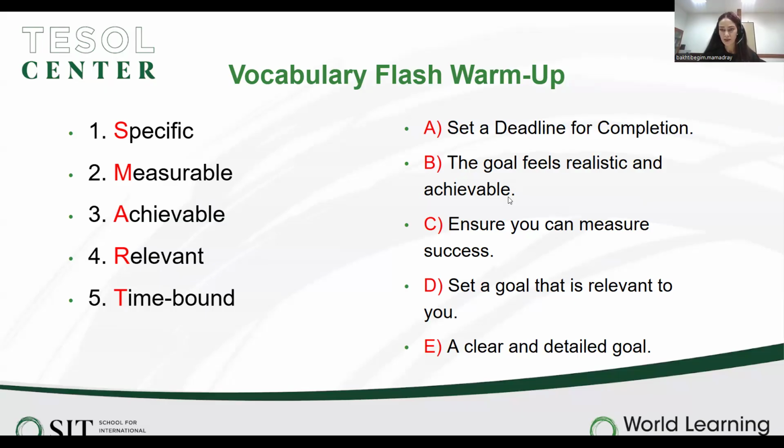Medina Hassan Zawda. 4D, 3B, 2D. Dilnosa, Mary, 5 is A. Yes. Yes, thank you for your answers. Of course, here we have specific. It is clear and detailed, measurable. It is B, the goal feels.